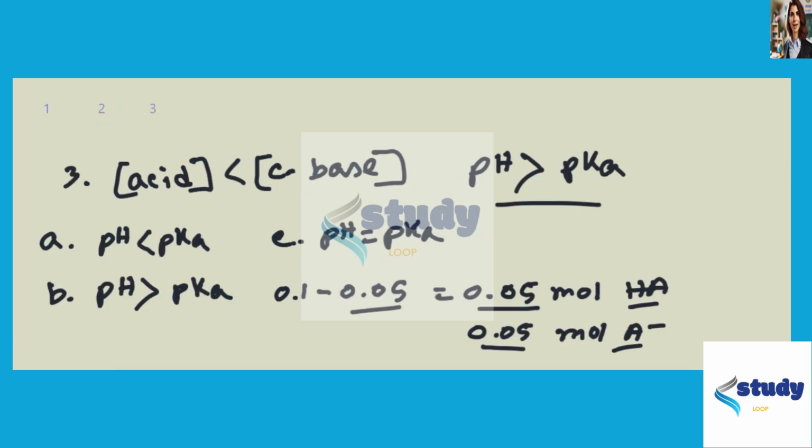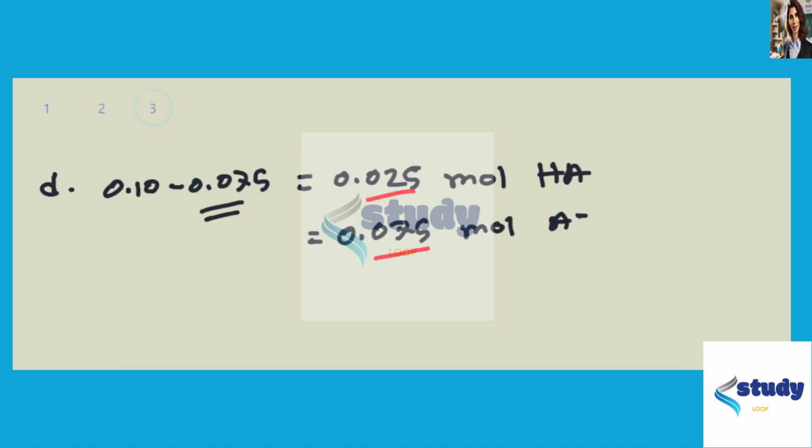That means we will have to apply this rule. Then pH will be greater than pKa. For case D, pH is greater than pKa.